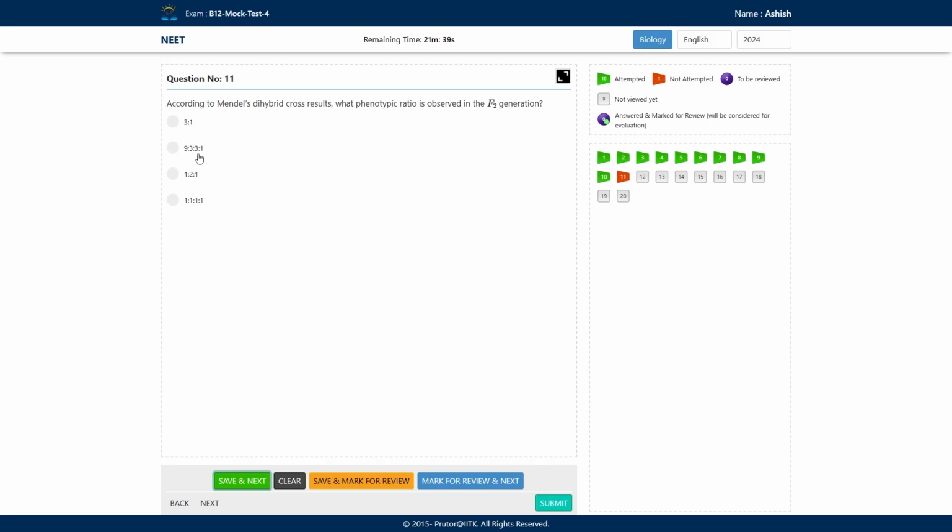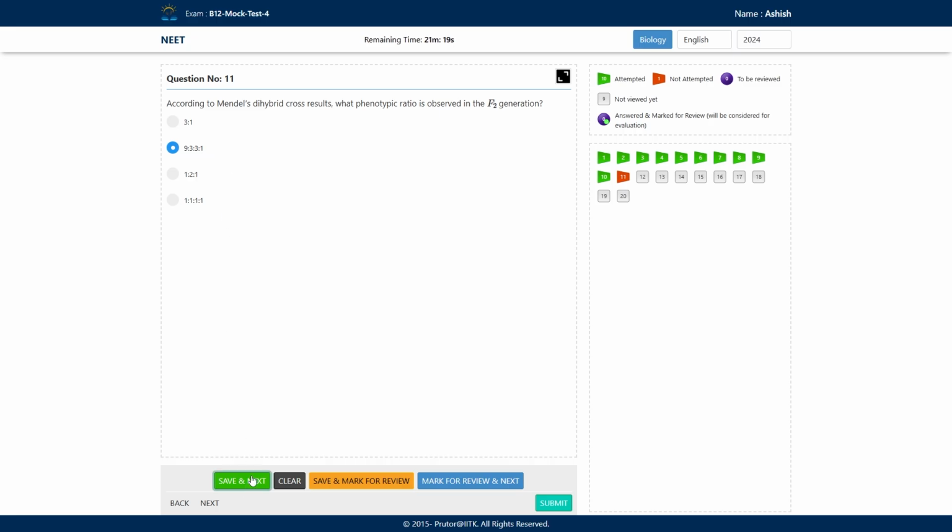The correct answer here will be option number B. When the genes sort independently, then you get the phenotypic ratio of 9:3:3:1, meaning you are getting 4 phenotypes here. And in the F2 generation, the recessive character reappears again.